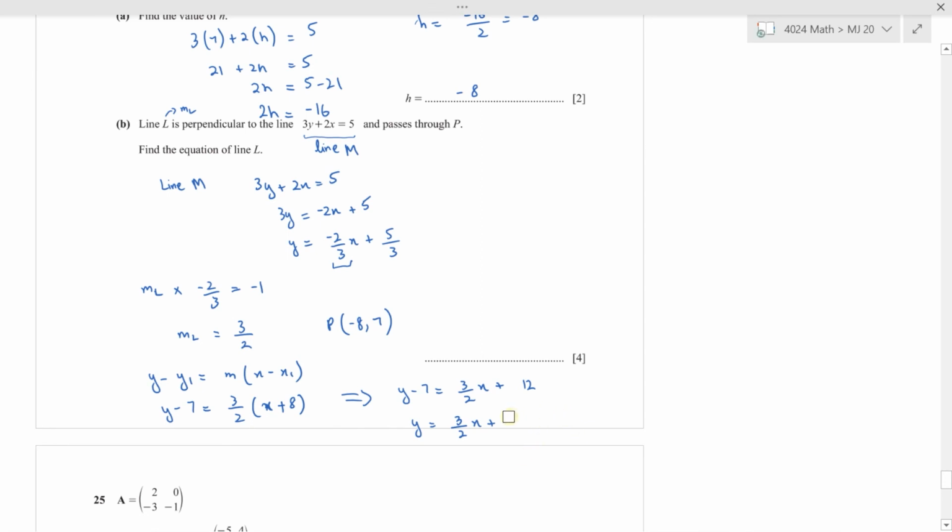In fact, let me write it down directly, 19. So 12 plus 7 will be 19. So your equation for line L will be y equals 3 over 2x plus 19.